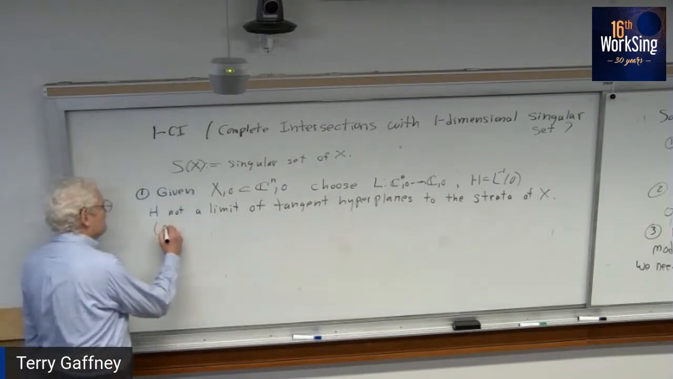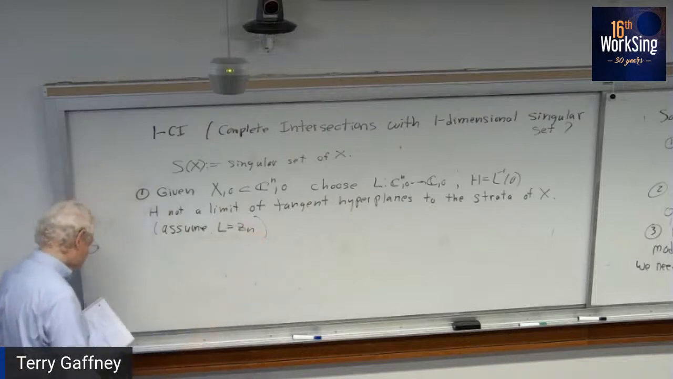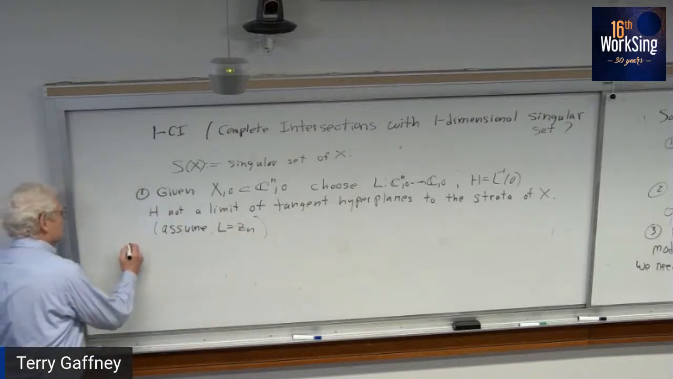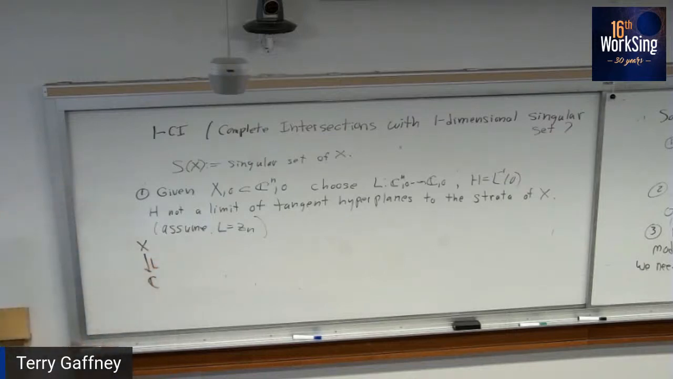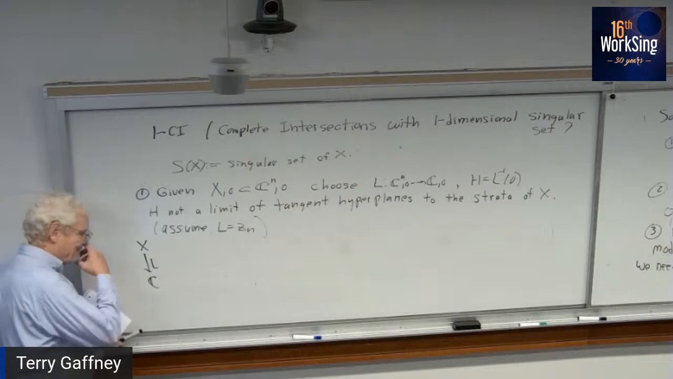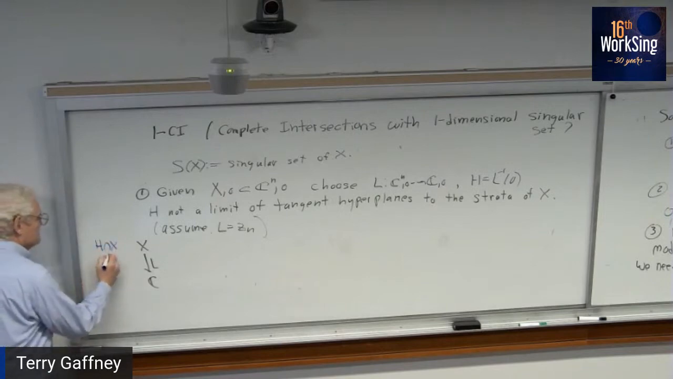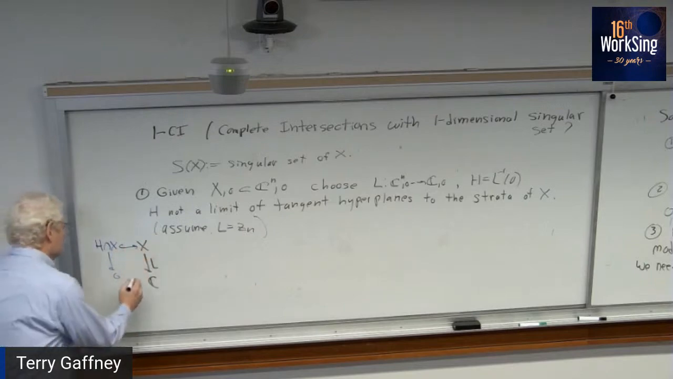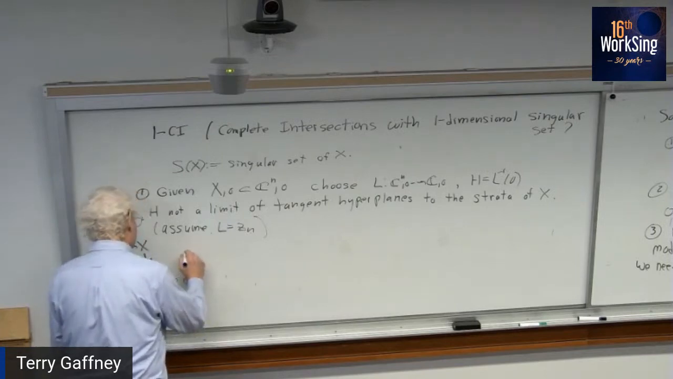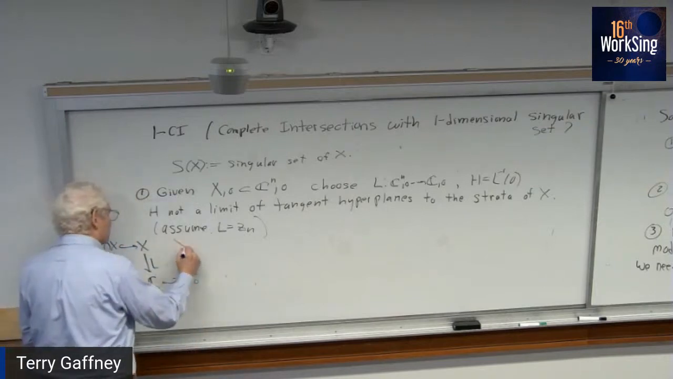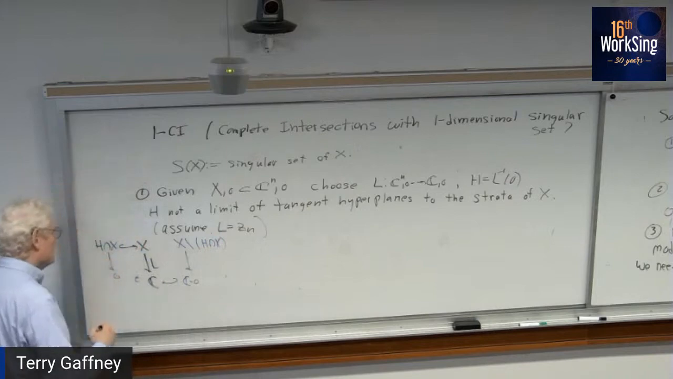And we can assume that after a change of coordinates, L is equal to Z, the past coordinate. Well, this means that I'm going to get a family of sets over C. L takes this into a family. And then inside here we have the intersection of H with X. It's contained in here. And then we also have embedded in here C minus zero, and then we can look at the restriction of L to X minus H intersections.